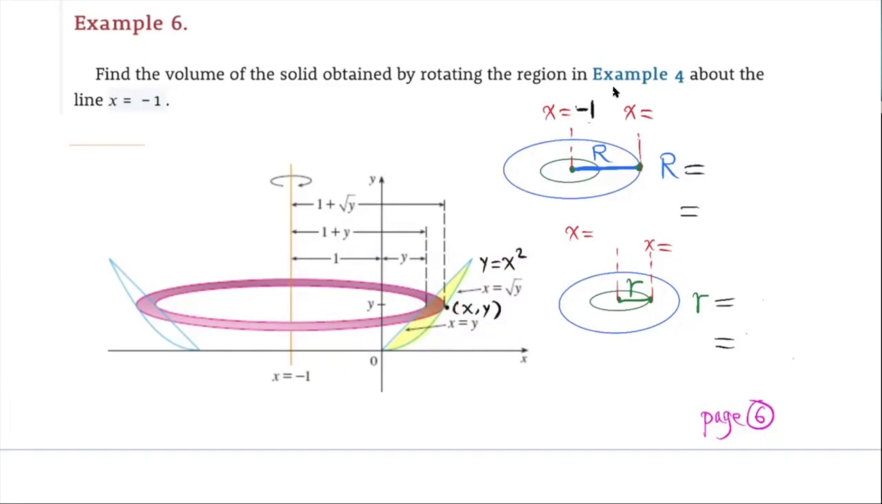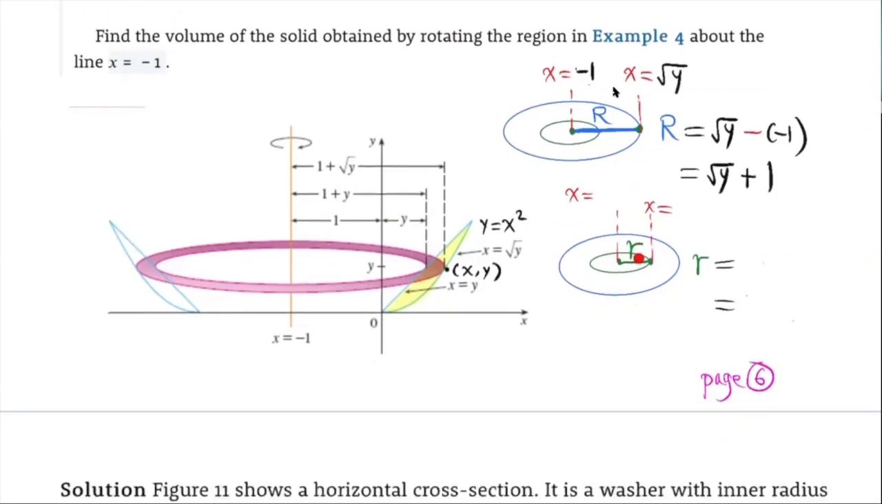Now, this point over here is on the curve y equals x squared. So solving for x, x will be equal to the square root of y. So the x coordinate for this point, expressed in terms of y, is the square root of y. Now to find big R, we use the x coordinate here, subtract the x coordinate there. So that will be the square root of y subtracting -1, which is the same as the square root of y plus 1.